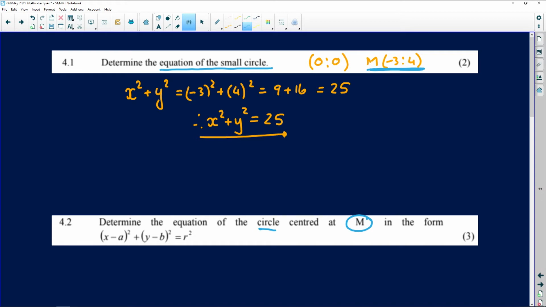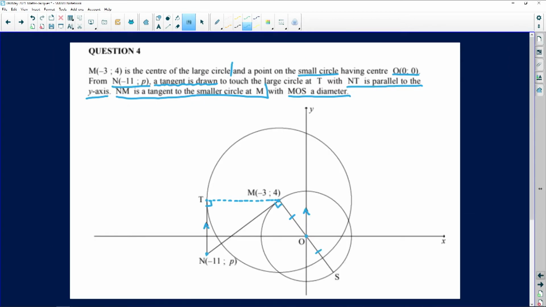in the form, and you can see the form that they want us to leave that circle in. So they don't want you to multiply things out and distribute brackets and do all types of funny things. Okay, let's have a look at the information we've got. We've got the center of the circle, which lies over here at M. We now want to have the radius of the circle. And we don't have the radius yet, folks.